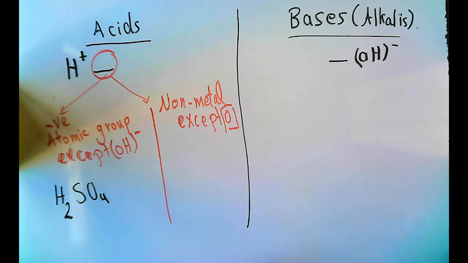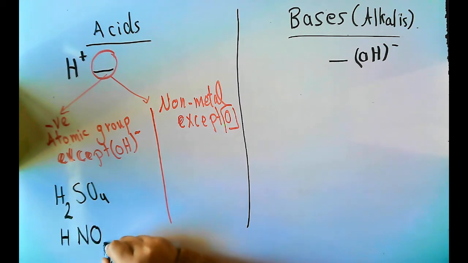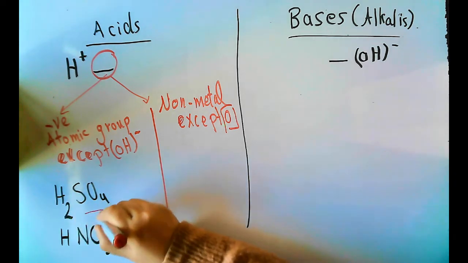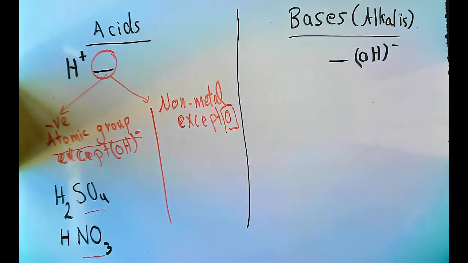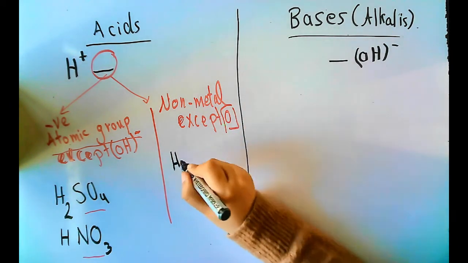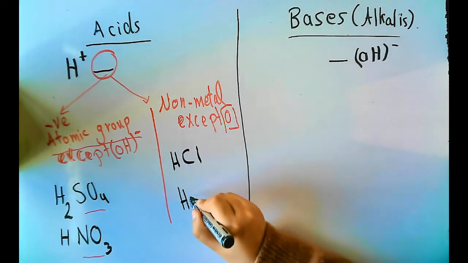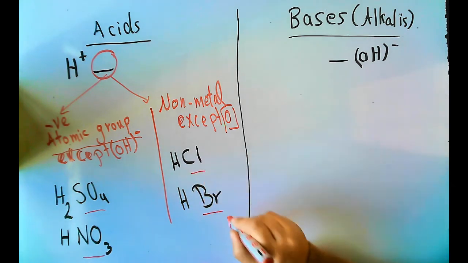Another example for acids, nitric acid, HNO3. This is called nitric acid. Both sulfate and nitrate are negative atomic groups. Now an example for non-metals, like hydrochloric acid: hydrogen and chlorine. Chlorine is non-metal. Hydrobromic acid: hydrogen and bromine. So chlorine and bromine, both of them are non-metals.